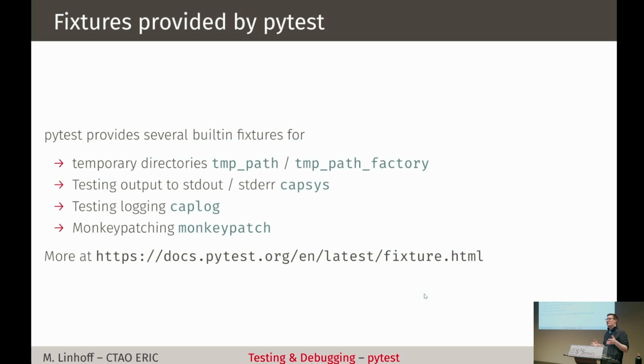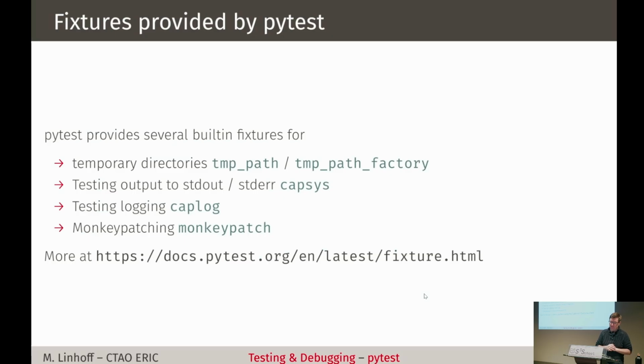And you can define fixtures yourself for what you need, but there is also a large number of fixtures already provided by pytest. For example, to create temporary directories where you can store your input or output, you can test that the code you have actually prints the messages you want or performs the logging you want with these capsys or caplog fixtures, which capture the output during the test execution, and then after the test you can inspect what they captured and make sure that the messages you want were actually printed.